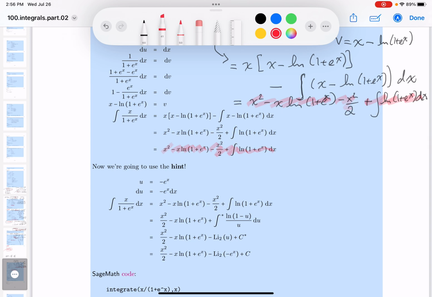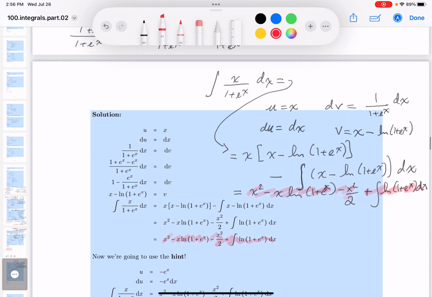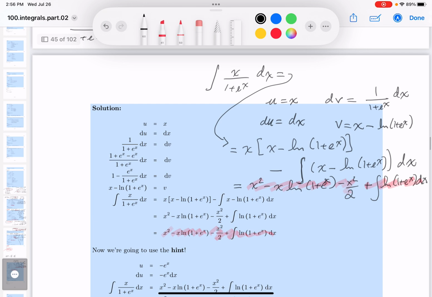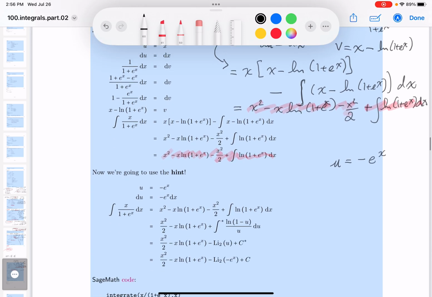I'm going to look at it and see what I can do with that, and make another substitution over here. What substitution do I want to make? I want to get it to look like this over here. So I'm going to say u equals minus e to the x. Now someone says, why would you do that? I would get it to look like sort of what they want it to look like. So I'm trying to integrate this guy over here.